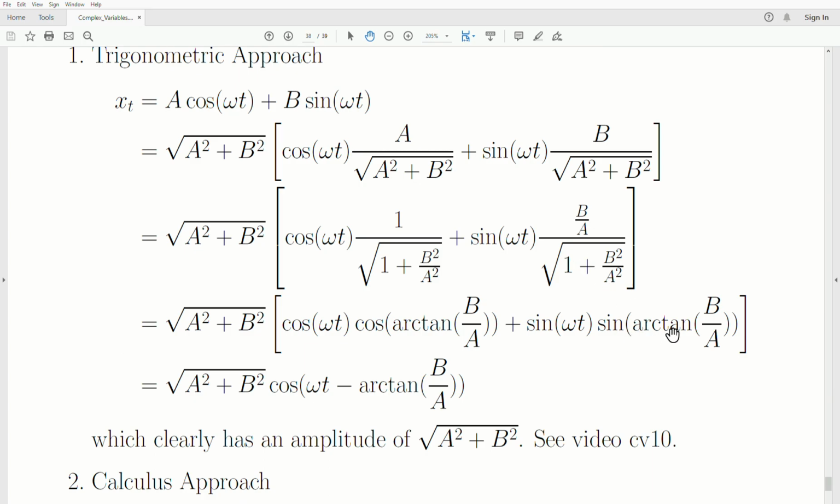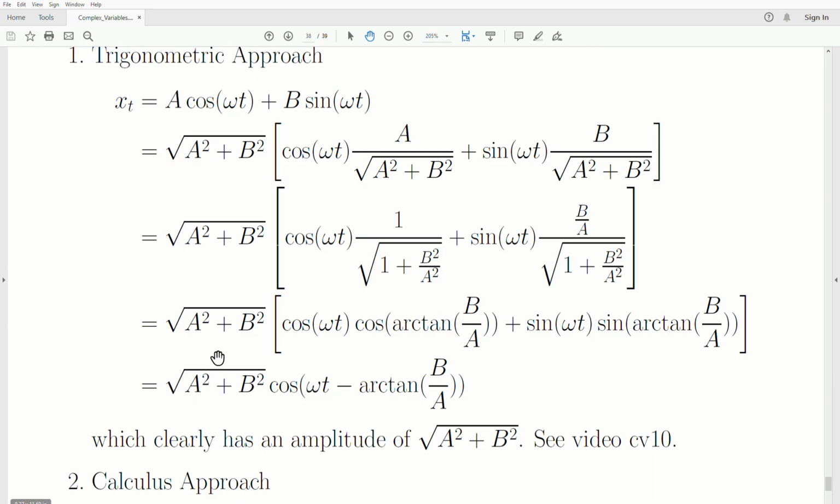The sine of the arctangent of b divided by a is this fraction here, and we derive it in that CV11. But then we're left with the cosine times cosine plus sine times sine, which is a famous trig identity for the cosine of the difference of two angles. So we just do it in reverse.